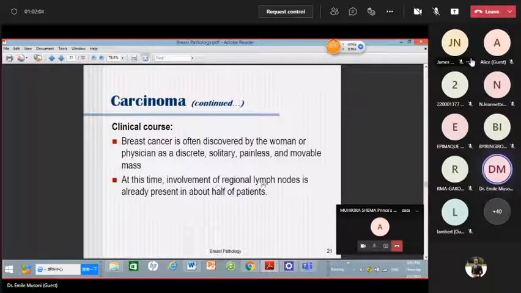When there is regional involvement, this one is advanced. But what we have seen most of the time is that people consult when there is even metastasis, at an advanced stage.